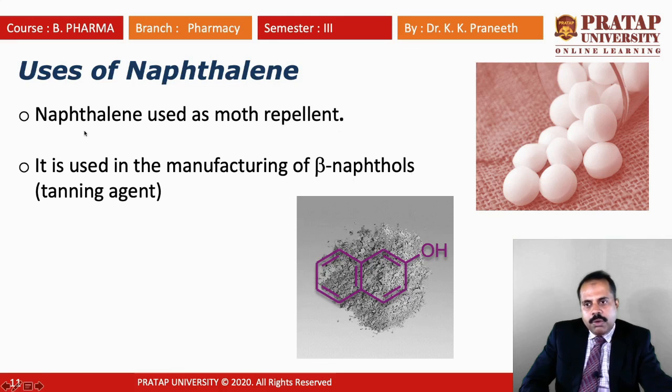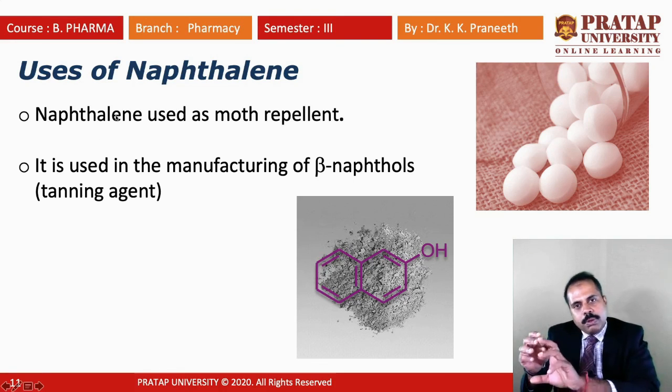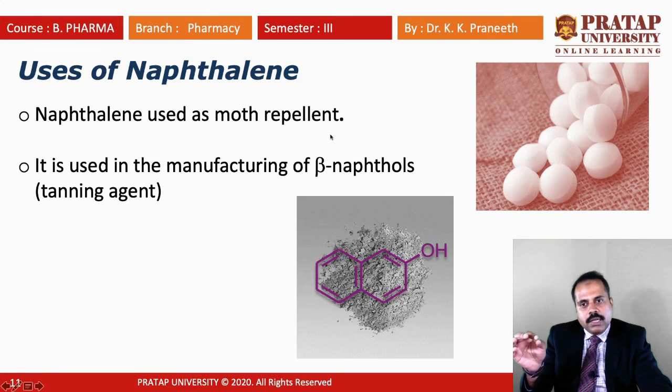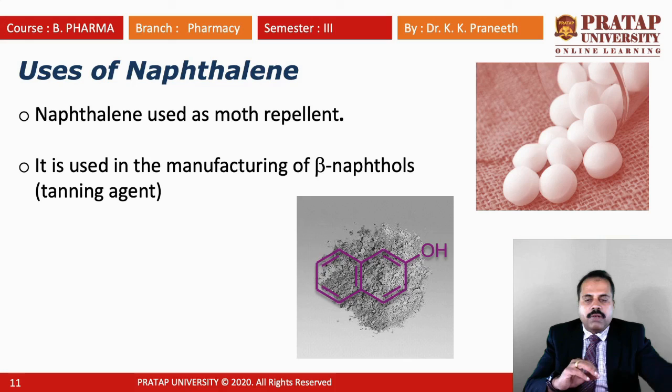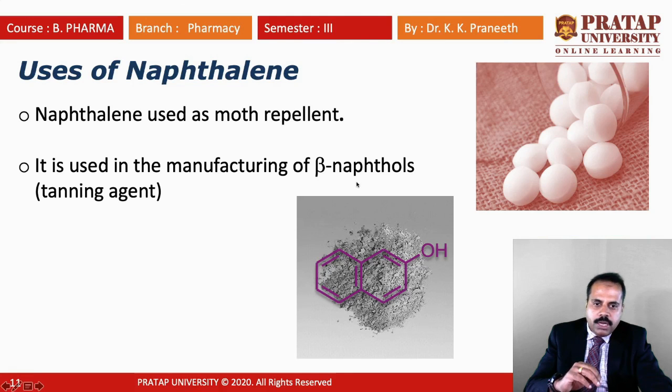So these are the two very important uses of naphthalene. Apart from other uses, we have seen that it can be used to prepare a number of products, like naphthoquinone, decalin, tetralin, which are used further for preparing other drugs and pharmaceutical chemical reagents. Apart from those uses, these are the two other important uses of naphthalene: moth repellent and beta-naphthol.